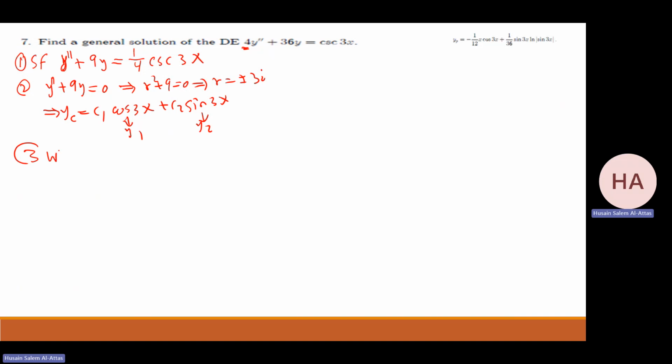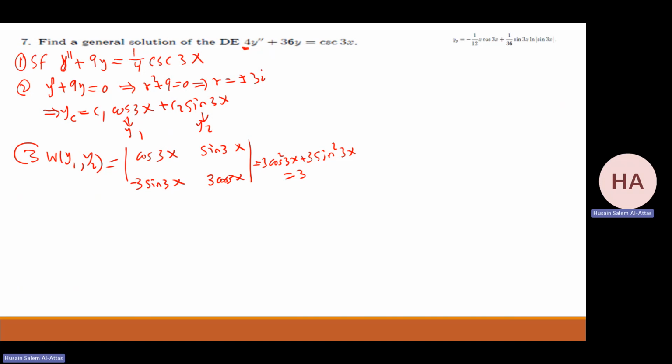Number 3, I find the Wronskian. That gives me cosine 3x and sine 3x, minus 3 sine 3x, and 3 cosine 3x. That gives me what? 3 cosine squared 3x plus 3 sine squared 3x. And that is equal to 3.